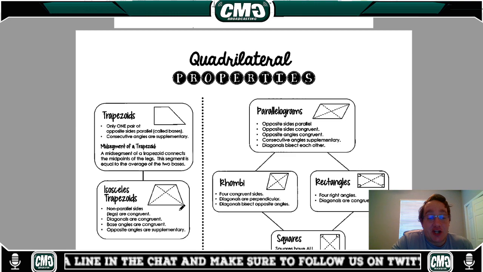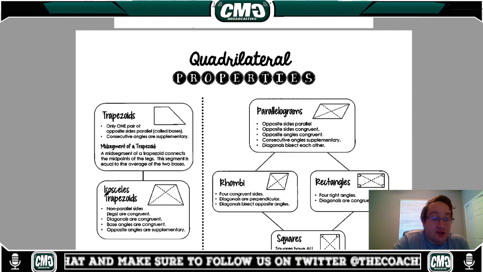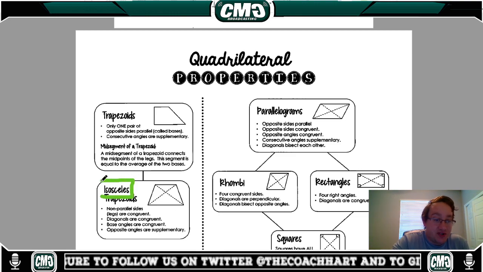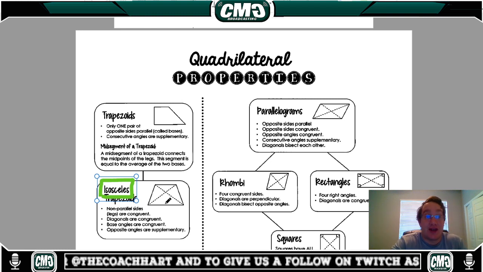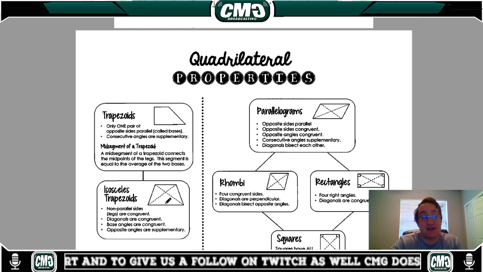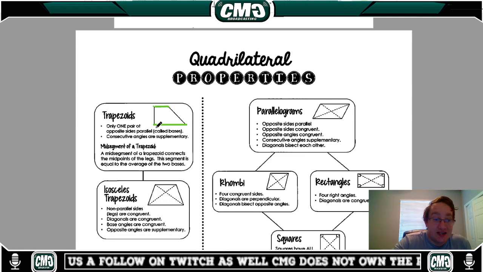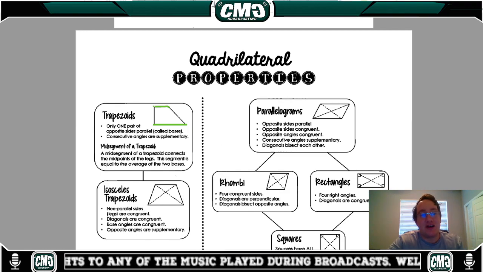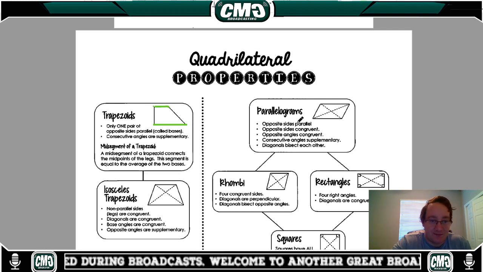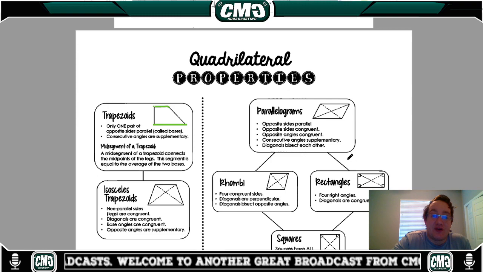The only thing that's going to change for our trapezoids is we can have, as you can see, an isosceles trapezoid. Isosceles means the same thing as it did with triangles here. It means we've got two sides that are congruent. For us, it's going to be the legs that are on our isosceles trapezoids. You'll notice the ones on the left and the right, those would be what makes it isosceles for what we have here.